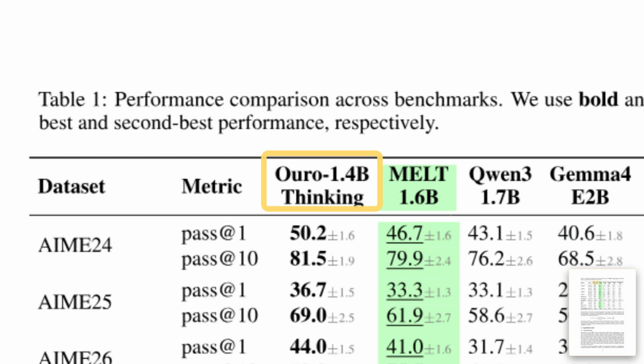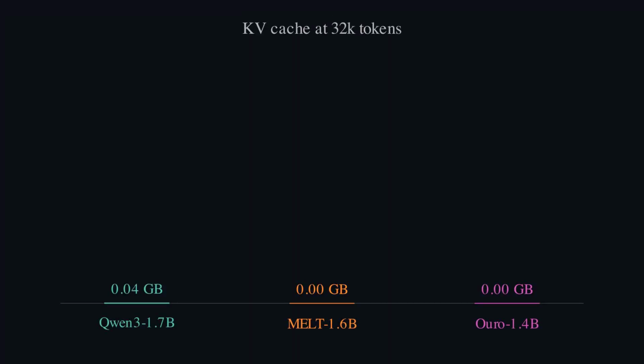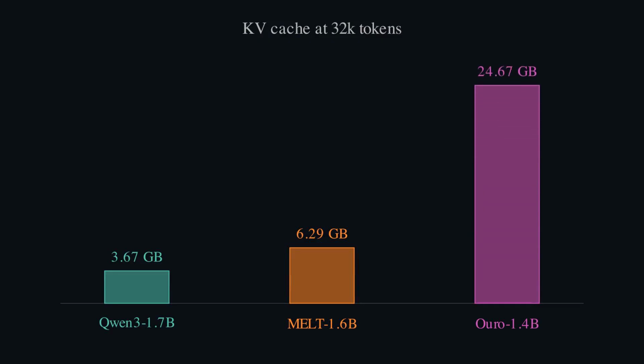Here is what that box weighs. At 32,000 tokens, Ouro's KV cache alone, 25.17 gigabytes. Its model weights? Under 3. The cache is nearly 10 times bigger than the model itself. Qwen, a standard non-looped model, 3.67 gigabytes. MELT, 6.29. Ouro, 25. For long reasoning, the cache dwarfs the model. This is why you cannot just keep adding loops.